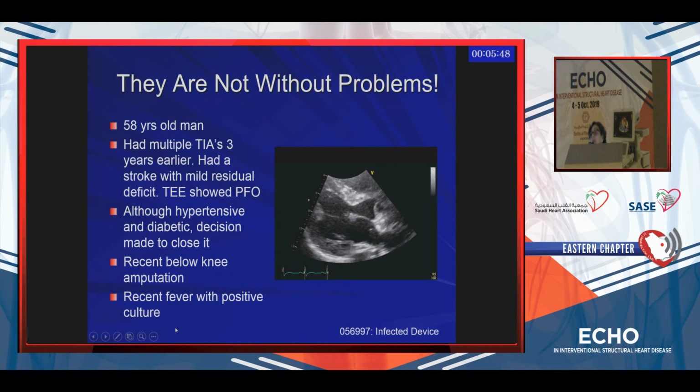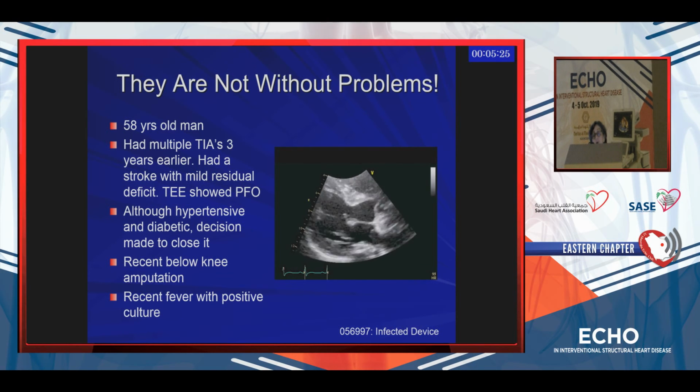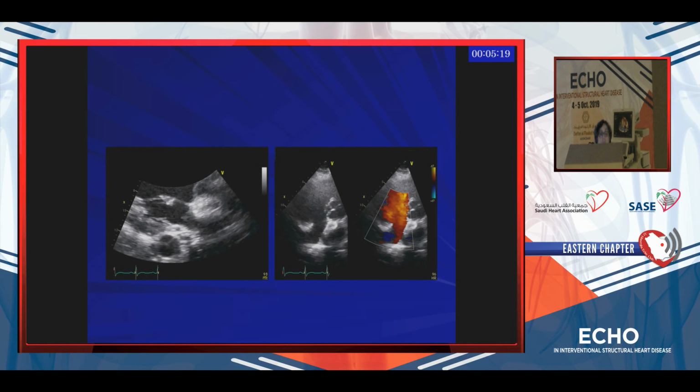He had below knee amputation because of a diabetic problem, and he had fever with positive culture. And look, by the transthoracic, this is the device. Sometimes you can see it in this view with certain angulations, and there is already a mass on the left side, or the left atrial surface of the device. So you know, most probably the device got infected.